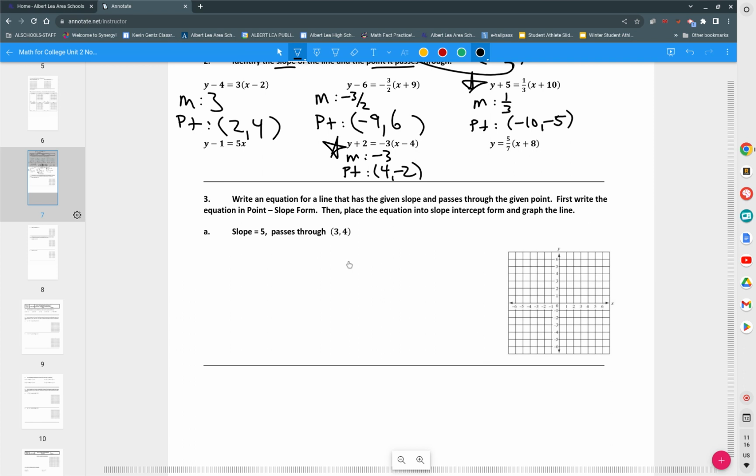Okay, then let's look at this one. y minus 1 is equal to 5x. I have my slope and I have my point. Slope is nice and easy. What's that? 5. But the point, notice that there's an x value missing. So therefore my x value is going to be 0. What will the y value be?